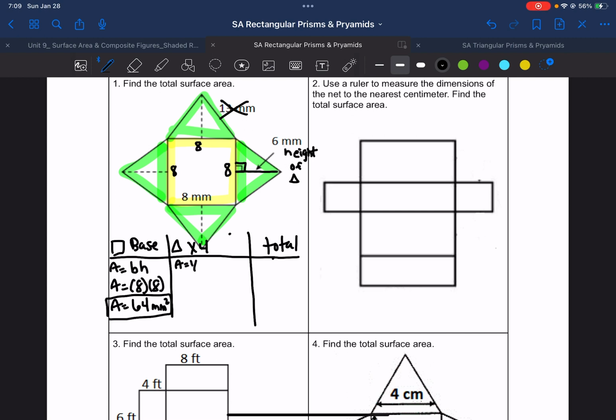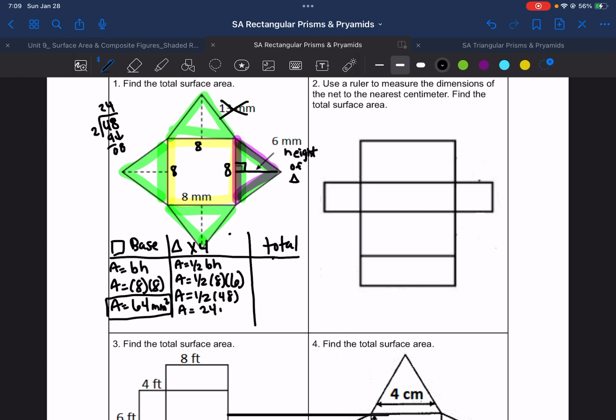Area is equal to 1/2 base times height. Now, if I'm looking at one triangle, let me go back over here. I'm going to do this in a different color. If I'm looking at this one here, 8 is the base, and then height is going to be 6, okay? And I know that 8 times 6 is going to be 48. However, I have 1/2, so I'm going to do 48 divided by 2, which is just going to be 24.